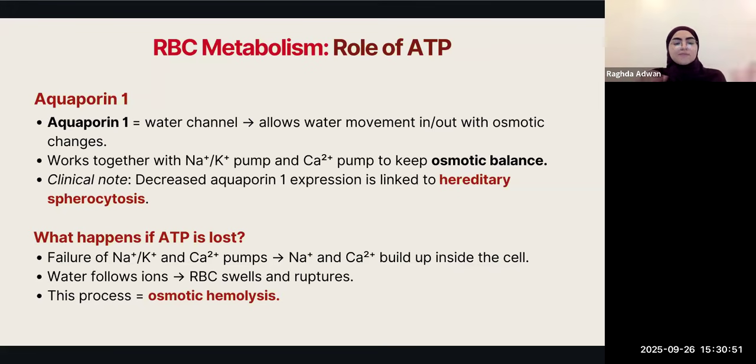You're going to have hemolysis. This is called osmotic hemolysis. Hemolysis being the fact that it's rupturing, osmotic meaning because of water. And this is because of ATP imbalance. So just keep this in mind when we talk about how ATP is made. If the process of making ATP in a red blood cell is abnormal, you're going to have too much water coming in, osmotic hemolysis, okay?